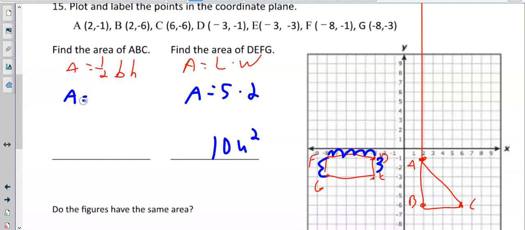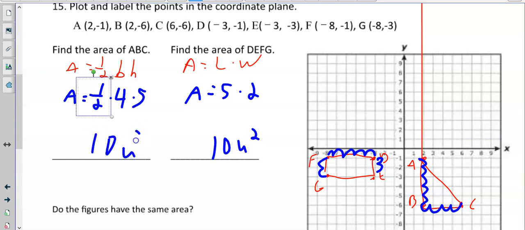Now my triangle, 1/2 is standard. My base is 1, 2, 3, 4. And my height is 1, 2, 3, 4, 5. Well, 1/2 of 4 is 2. 2 times 5 is 10. Or 5 times 4 is 20. And half of that is 10 units squared also.